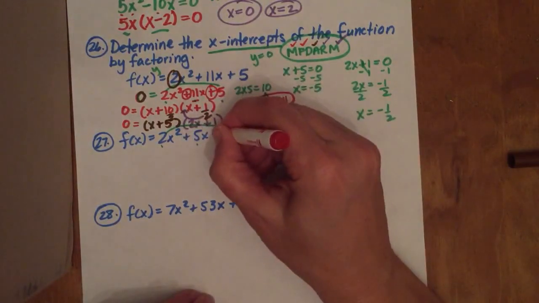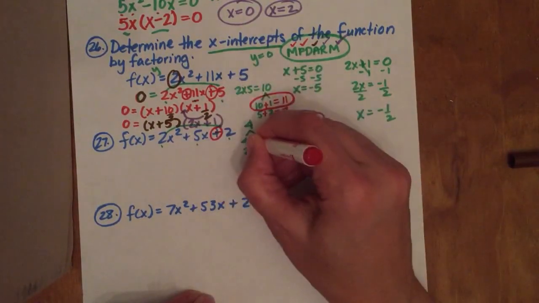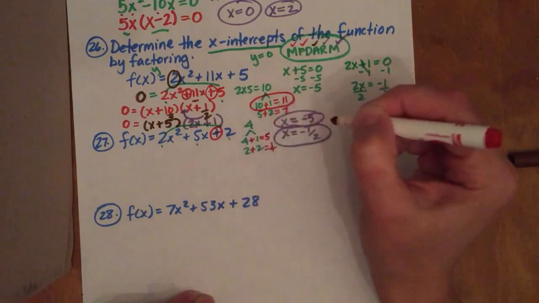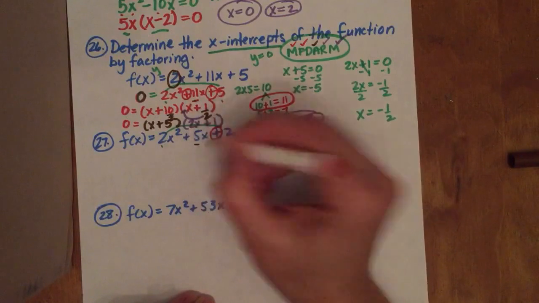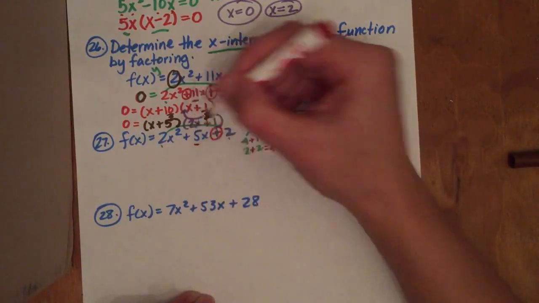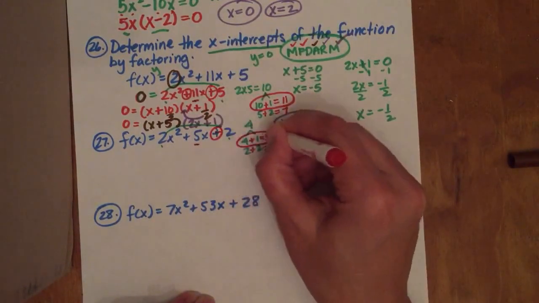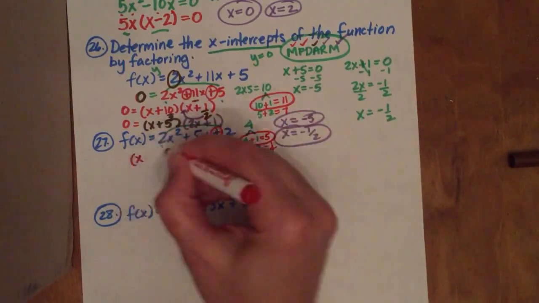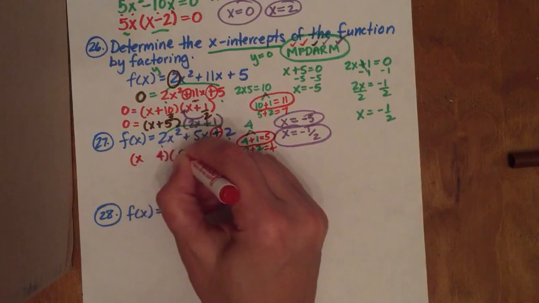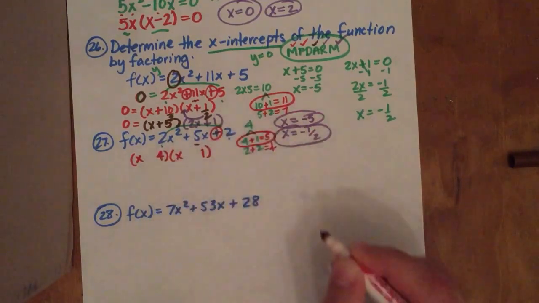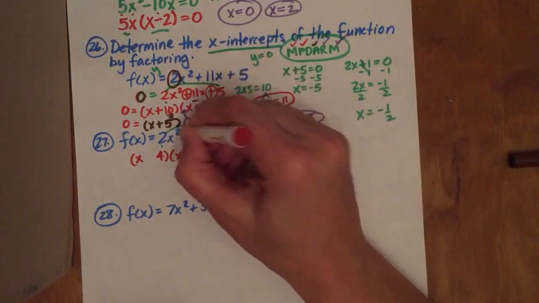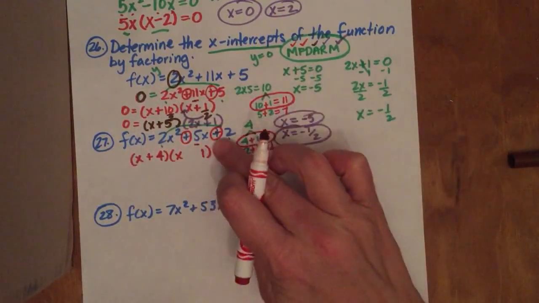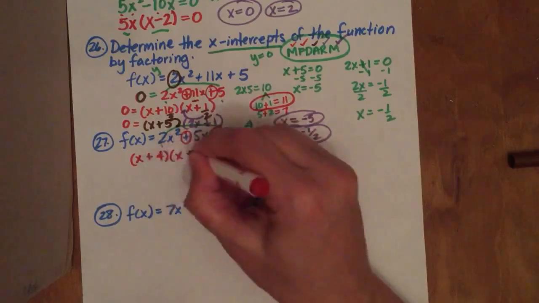You look at your C term, which is plus, so I'm going to be adding these. So I've got 5 and 4. And I'm looking for something that gives me my B value, which is 5. So that would be 4 and 1. So I'm going to go ahead and write my binomials here. I have x and 4 and x and 1. Because my B value is positive, that means my largest factor has to be positive. And because my C value is positive, that means they have to be the same sign.